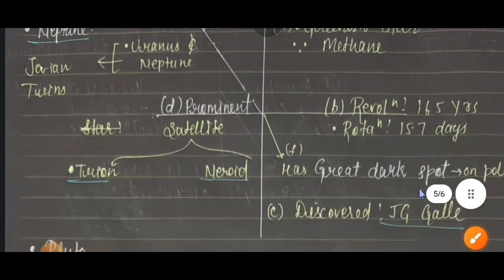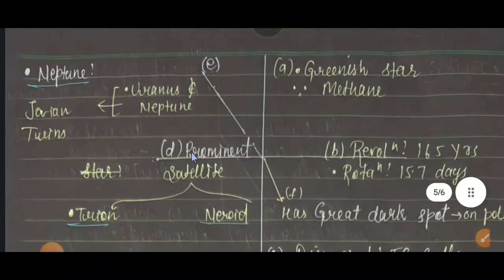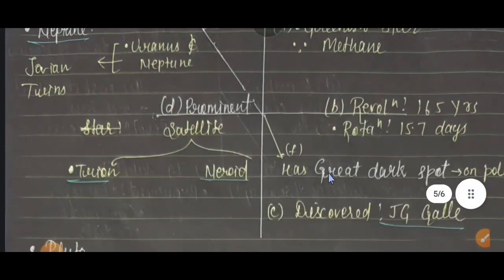Now the C point is that it was discovered by J.G. Galle, and the D point is that it has prominent satellites. Triton and Nereid are prominent satellites of Neptune, okay. And the next point is that Uranus and Neptune are called the Jovian twins, and the terrestrial twins are Earth and Venus. And the last point, only for knowledge, is that it has a Great Dark Spot on a pole.